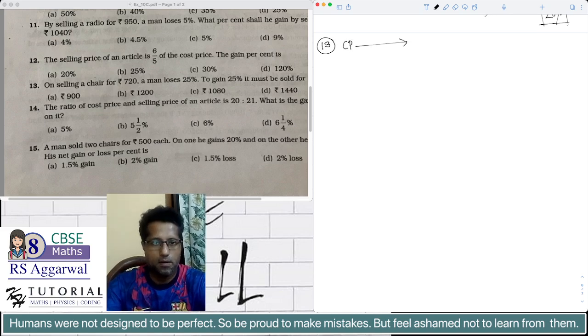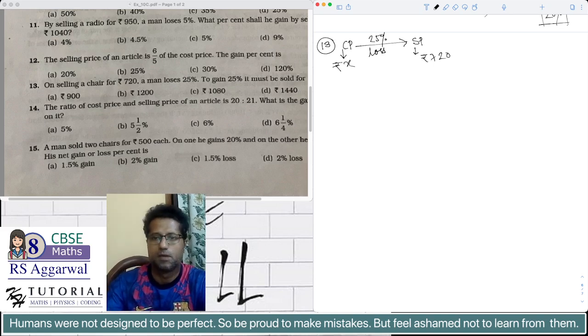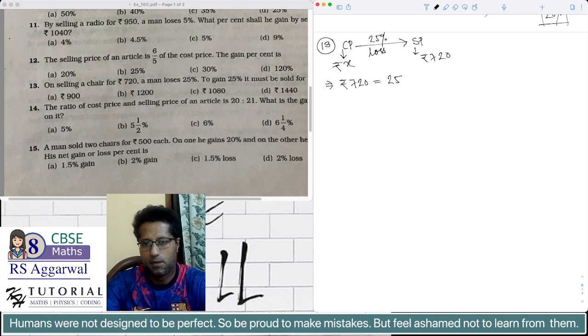We are having 25% loss, and we have the selling price, which is given to be rupees 720. Let the cost price be rupees X. So this implies that the selling price, which is 720, must be equal to, since there is a 25% loss, the selling price has to be 25% less than the cost price. So 25% less than rupees X.